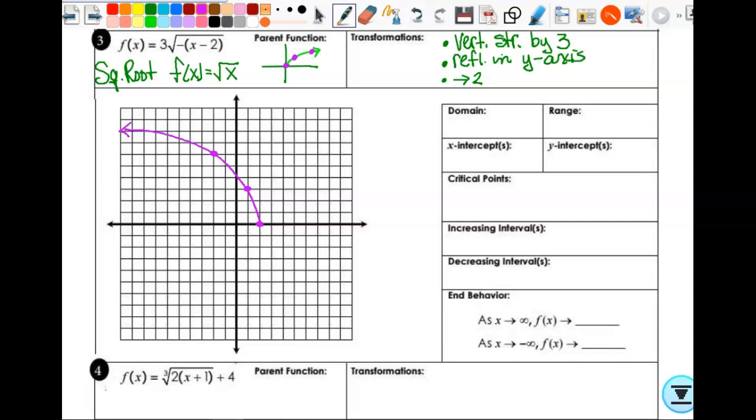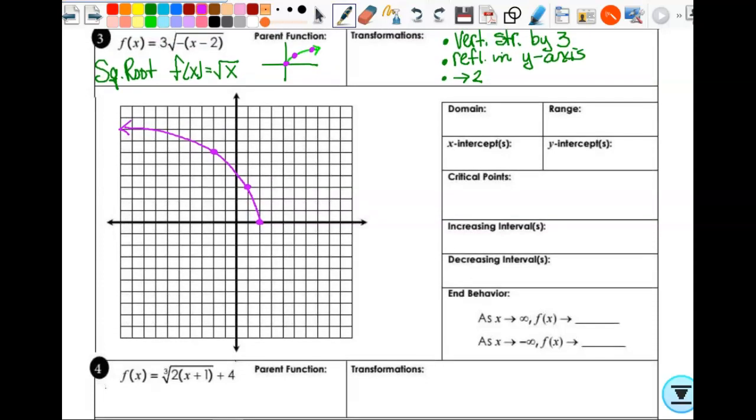Right, so my domain, is it all real numbers? No. I start at negative infinity, but I go to what? 2. Do I include 2? Yes. Where do I start in the range? 0. And then I go to infinity. Do I have any x-intercepts? Yes. Is it a point I plotted? Yes. So it's just at 2, 0. Do I have a y-intercept? Yes. Now, it's not a point I plotted.